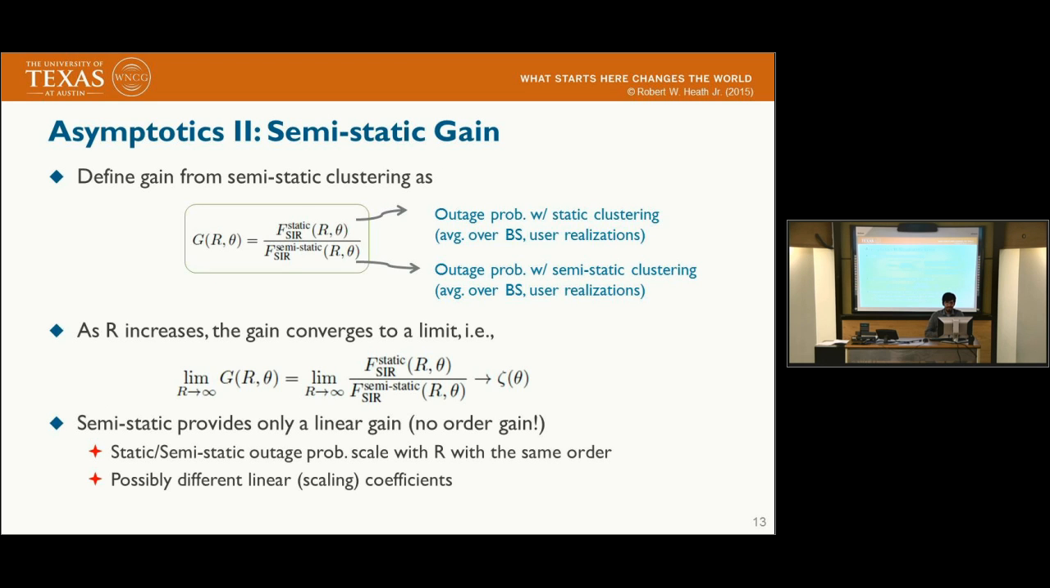So to further quantify the gain from semi-static clustering over static clustering, we defined a metric G, noted here, which is the ratio of the outage probability with static clustering to that with semi-static clustering, averaged over base station and user realizations. And we found that as the cluster parameter or the cluster size increases, this gain converges to a limit. This suggests that semi-static clustering only provides a linear gain. There is no order gain. And this follows from the previous result that semi-static and static clustering scale with the same order with the cluster parameter R.